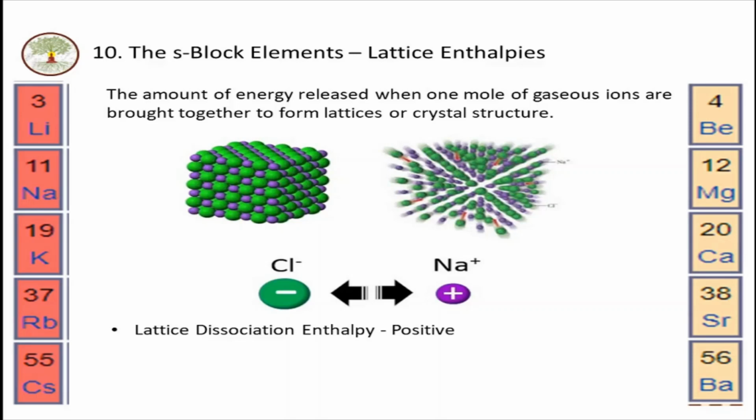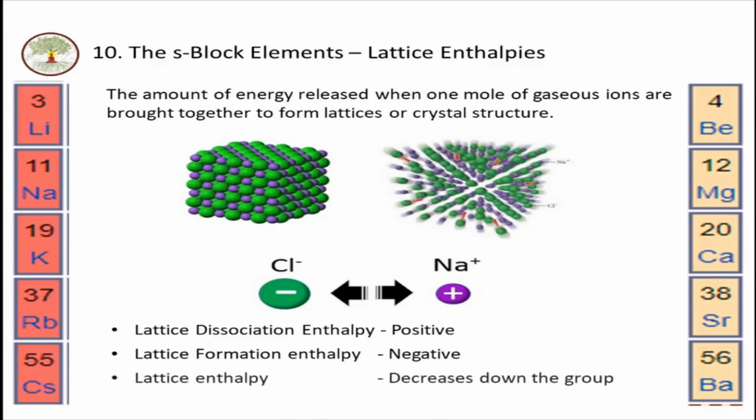The other definition says that lattice energy is the reverse process, meaning it is the energy released when gaseous ions bind to form an ionic solid. As implied in the definition, this process will always be exothermic, and thus the value for lattice energy will be negative. We can call it lattice formation enthalpy. It should be noted that lattice enthalpy decreases down the group. It is because of the decreasing electrostatic forces due to increasing sizes.